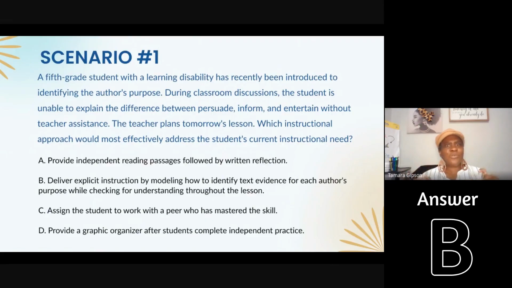And then I want to refute D, because I think some of you would probably have chosen D. Well, D, graphic organizers are wonderful, but they only work after a student understands. In this question, they don't understand the skill yet, so that's not going to be a corrective support for them.